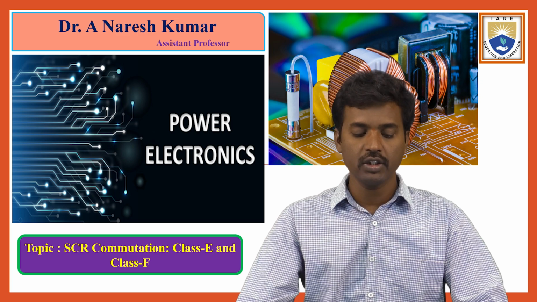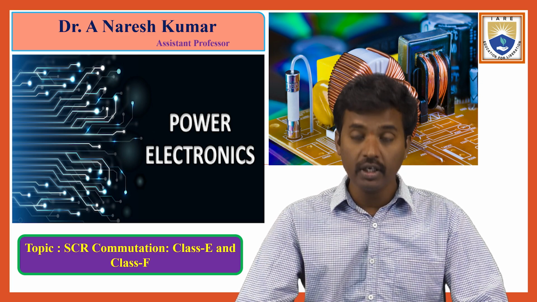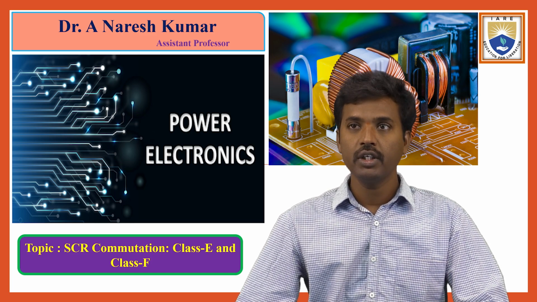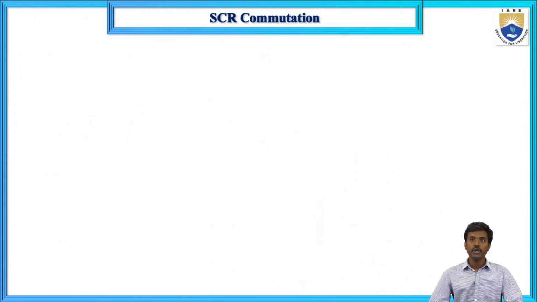Today we are going to have a discussion on SCR commutation, in that Class E and Class F commutation. First, SCR commutation means the turn-on. SCR is a semi-controlled device. The turn-on is in our hand: when you give the positive supply to the anode and negative supply to the cathode, and you give the gate pulse, it will be turned on. Once it is latched, it will go from forward blocking mode to the forward conducting mode. But it will not turn off.